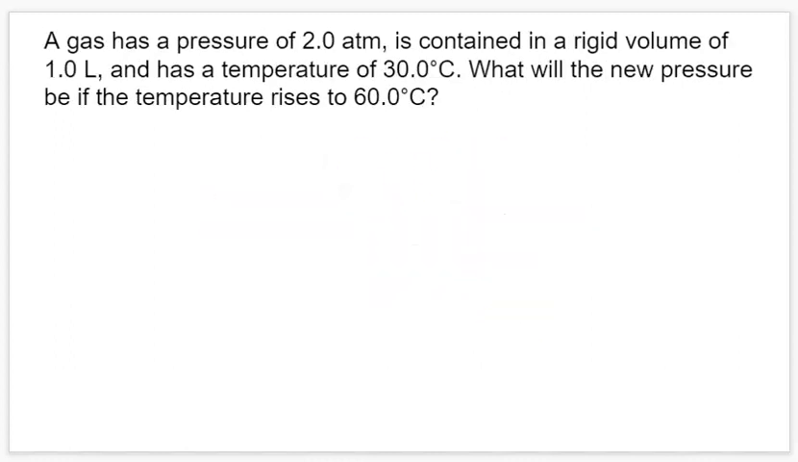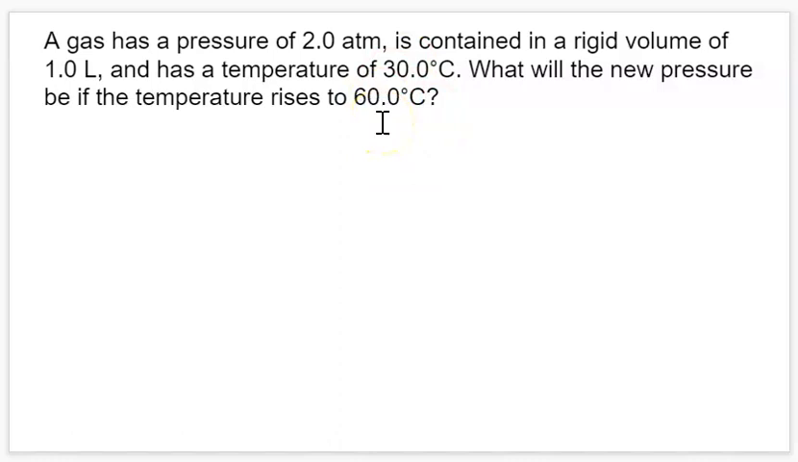So let's do a practice. Say we have a gas at 2 atmospheres. It's contained within a rigid volume of 1 liter and has a temperature of 30 degrees Celsius. What will the new pressure be if the temperature rises to 60 degrees Celsius? If you look at this first sentence, we have our P1, we have our V1, and we have our T1. And then the pressure is going to change. We don't know what the new pressure is going to be, so we're going to be solving for P2. And then we have our T2 here.